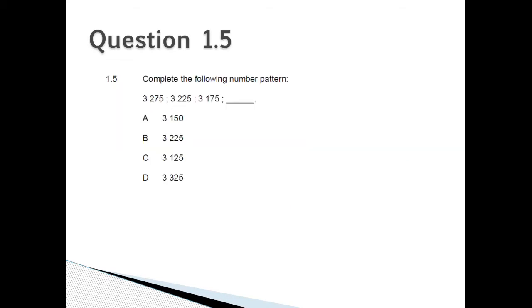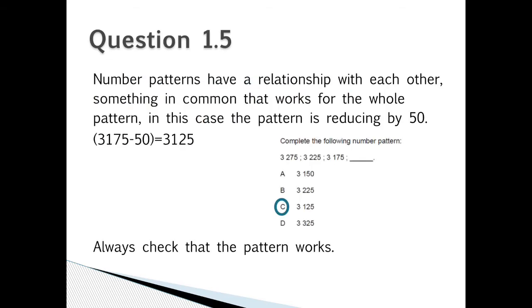Complete the following number pattern. 3,275, 3,225, 3,175. Is it A, 3,150, B, 3,225, C, 3,125, or D, 3,325? Number patterns have a relationship with each other, something in common that works for the whole pattern. In this case, the pattern is reducing by 50.